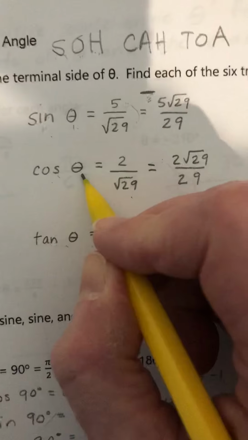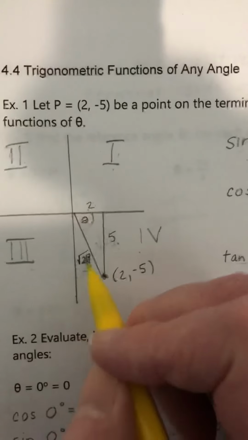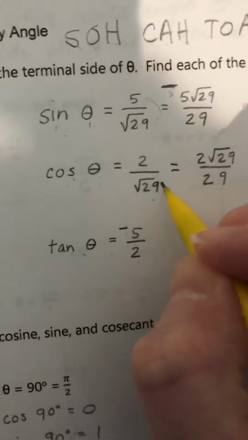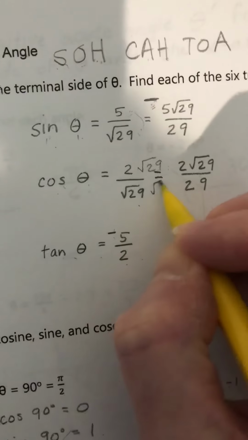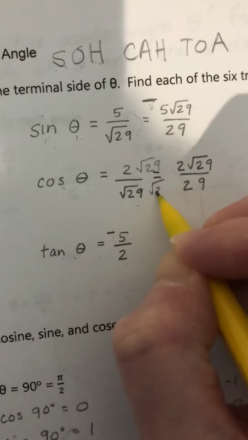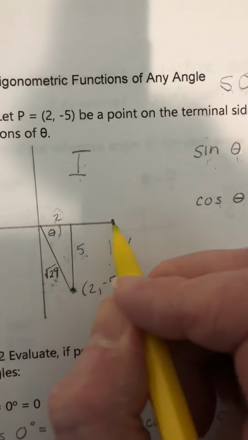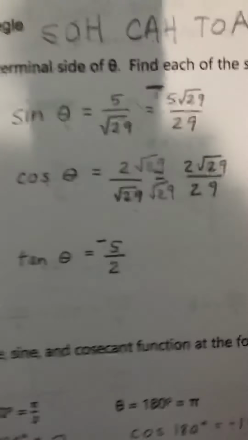The cosine of theta is the adjacent over hypotenuse. Rationalize the denominator, multiplying by radical 29 over radical 29, and that's how I get this. Cosine is positive because the x-coordinates are positive in quadrant 4.